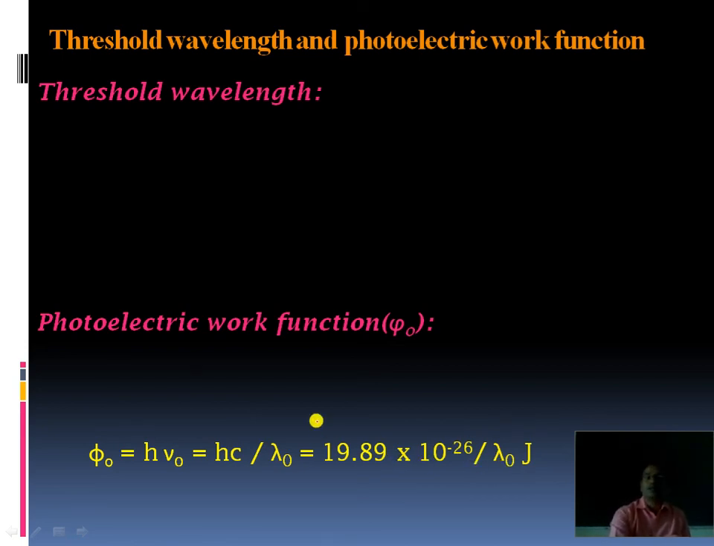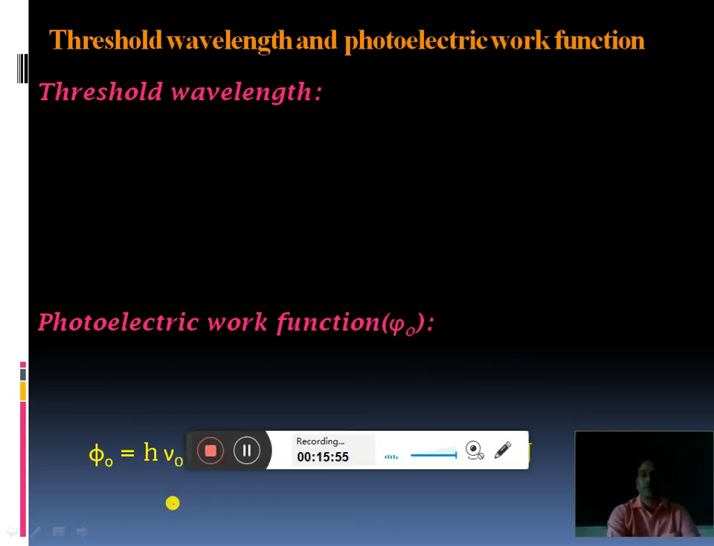So these are the different concepts related with the photoelectric effect. We have defined the different concepts here. In the next part, we will conclude the failures of wave theory in explaining the photoelectric effect.